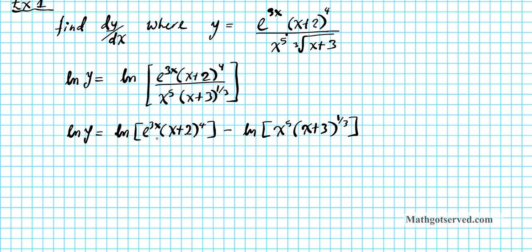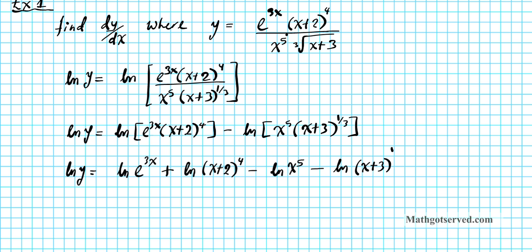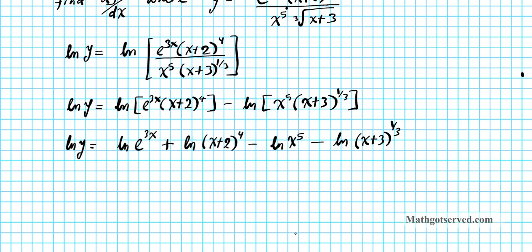All right, now I'm going to apply the product rule for logarithms on these two terms. If you have a product, it's the same thing as the sum of the logarithms. So natural logarithm of y equals natural logarithm of e to the 3x, plus the natural logarithm of (x plus 2) to the 4th, minus the natural logarithm of x to the 5th. This would have been a plus, but you have a minus here. If you multiply it together, that becomes minus the natural logarithm of (x plus 3) to the 1/3. All right? Okay, so before we differentiate, let's power down our exponents using the exponent property of logarithms.